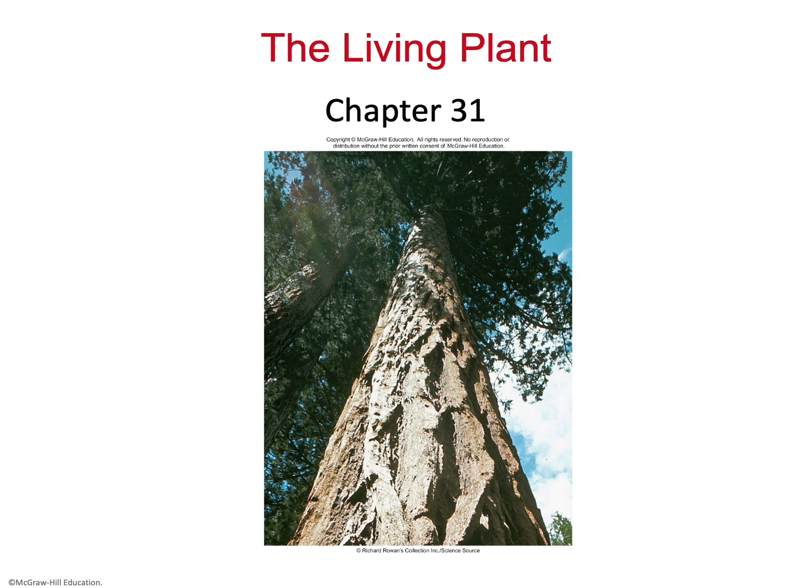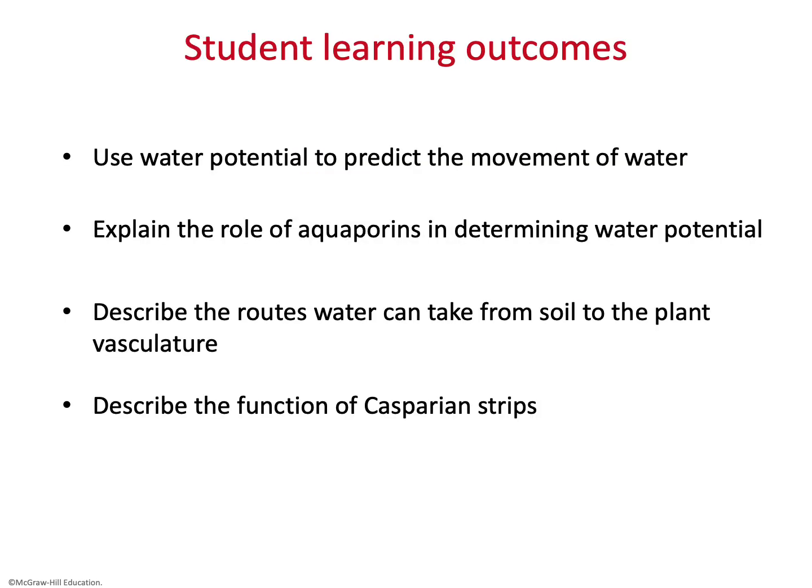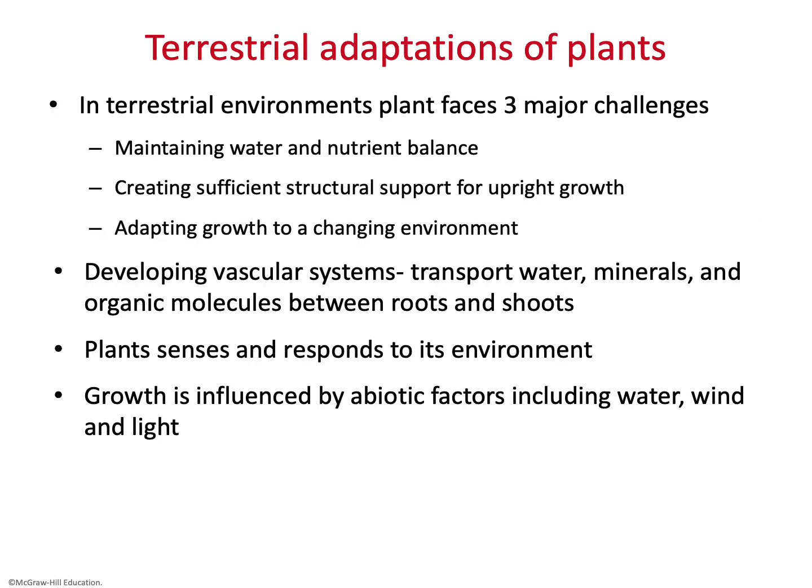We are going to learn about living plants in this chapter. At the end of this chapter, you should be able to explain how to use the water potential to predict the movement of water, explain the role of aquaporins in determining water potential, describe the routes water can take from soil to the plant vasculature, and describe the function of Casparian stripes.